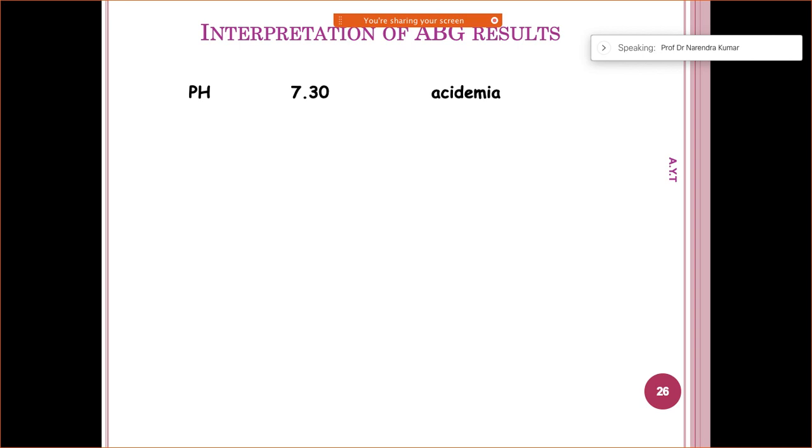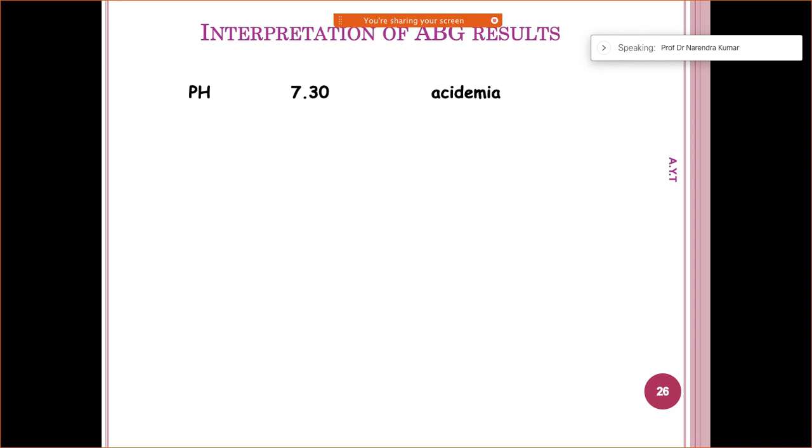So as I had already said, the normal pH values are 7.35 to 7.45, okay? For PCO2 it was 35 to 45, and bicarb was 22 to 28. You all are forgetting it so soon.